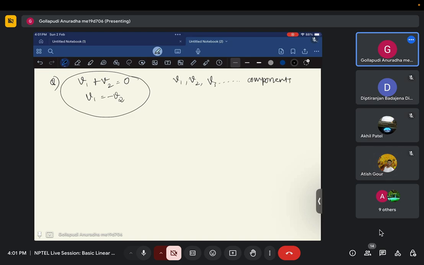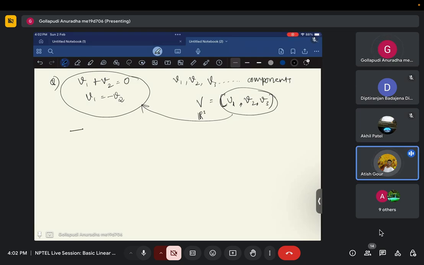No, ma'am. So v1, v2, v3 are the components of the vector. Suppose v is a vector in R3, these are the components and the constraints given are this. So with these constraints, will the vectors make a vector space? Let's solve an example for this. So first, ma'am, its answer is no.